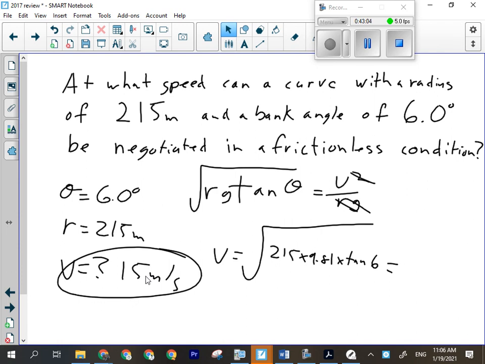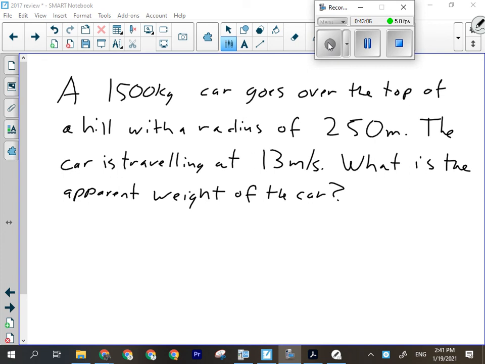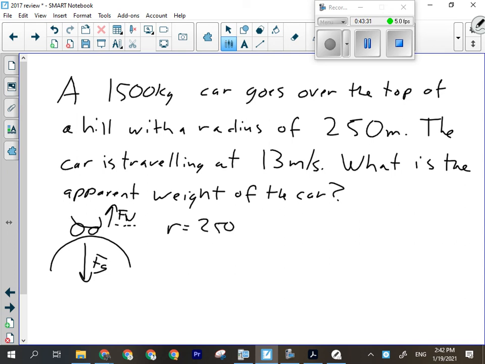Go over that. Okay, so vertical circular motion problem. We're going over the top of the vertical circle. So Fn is acting out, Fg is acting in. We're being asked to find the apparent weight. That's Fn. So there's one of those background knowledge things: I need to remember that apparent weight is normal force, or this is a pretty tough question. What we're told here is the radius, 250 meters, the mass, 1,500 kilograms, and the speed, 13 meters per second.